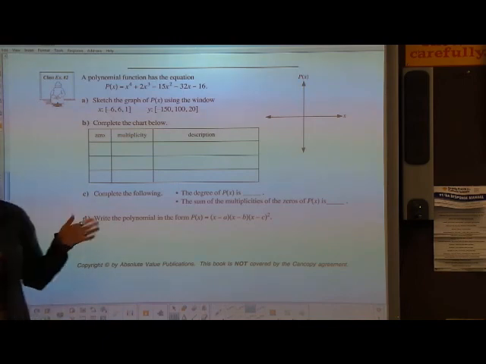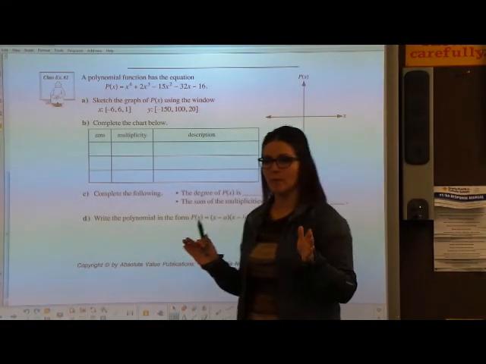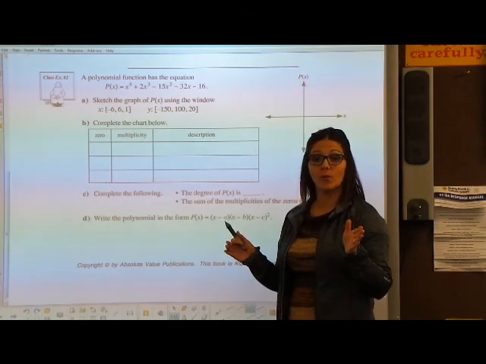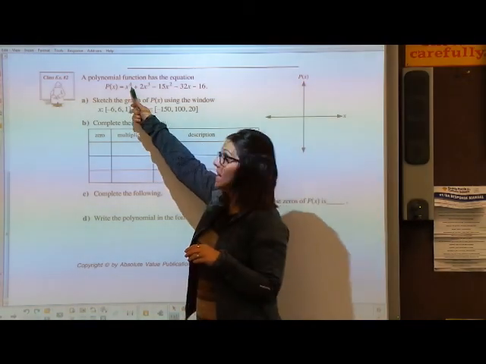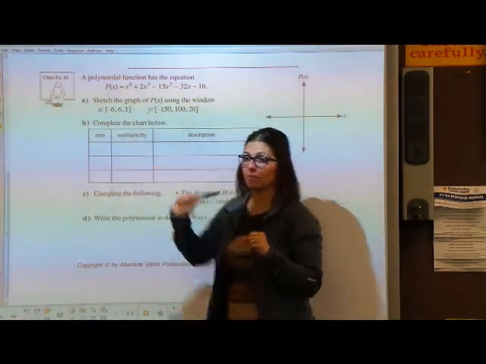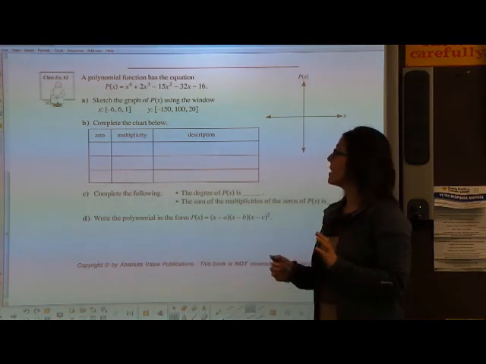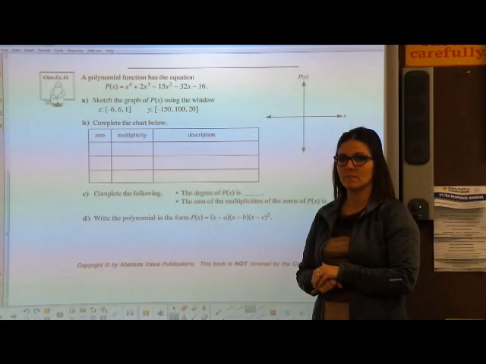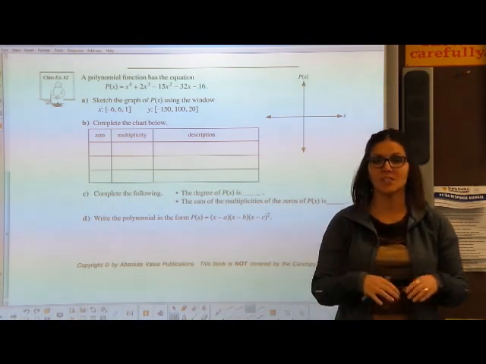So tell me about the left and the right arm. What direction would they go in? Rising, both of them. Well, they'd both be rising because it's even and it's positive. Okay? Where would the y-intercept be? -16, because the y-intercept is the constant.